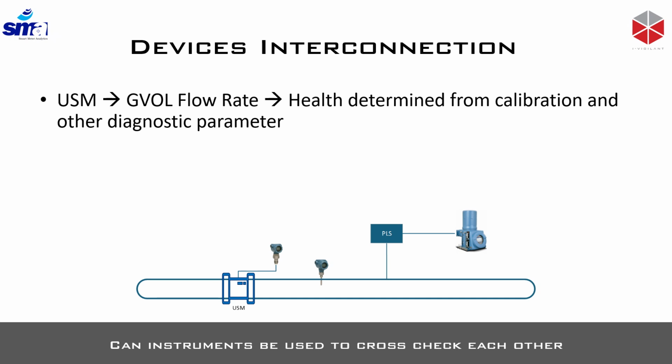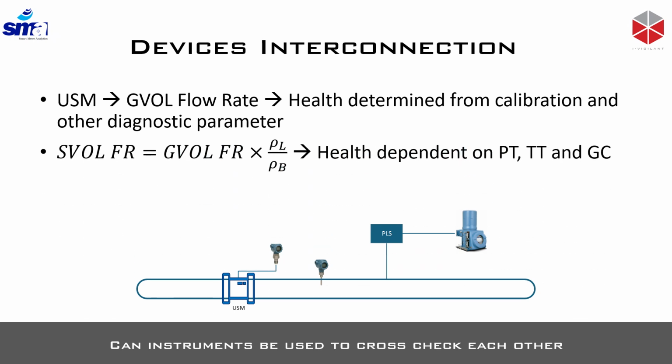So the way it works, the USM will provide the gross volume flow rate. Now the health of the USM is determined from the calibration and also the diagnostic parameters of the USM. So therefore we have a way to analyze that the USM is healthy. Some of the ways have been explained as well at the beginning of this presentation.